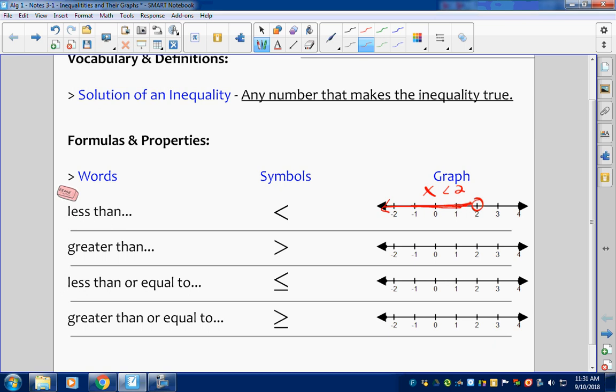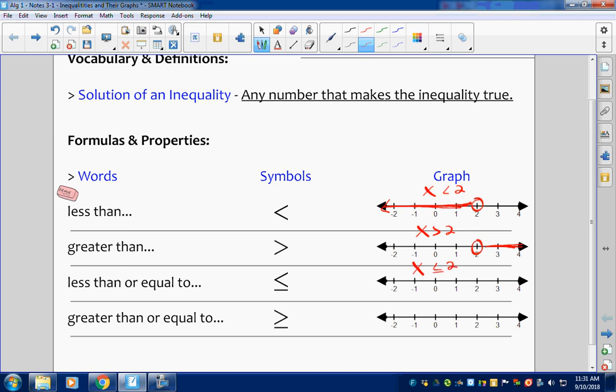What if I wanted to do x is greater than 2? Open circle, and it would shade to the right. So one example of a number greater than 2 would be 2.1, 3, 4, 8,372,000. And then x is less than or equal to 2.